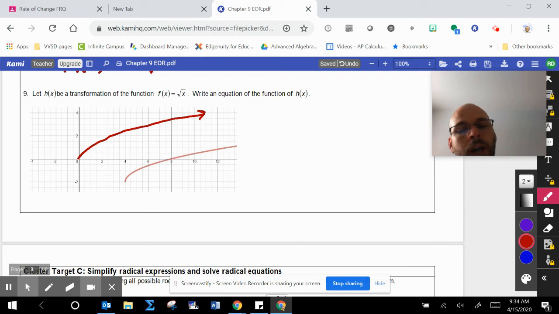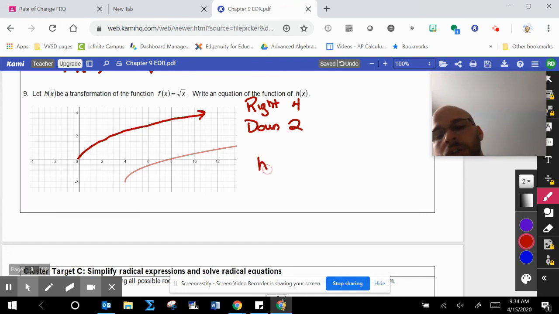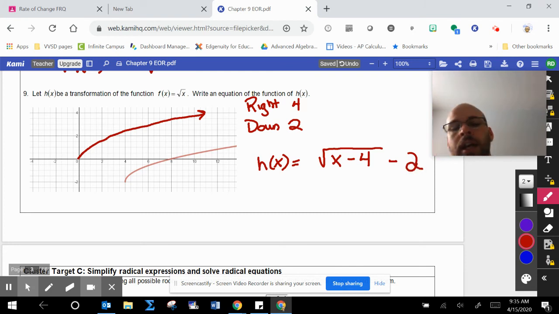So I think it went to the right. Let's see here. It went to the right 4 units, and it looks like it went down 2 units to get to that new location. So if I can take that square root function, we're going to call it h of x. I'm going to start with the square root. I want to shift it to the right 4 units. So I'm going to say x minus 4 on the inside. But then I want to move it down 2 more units, and I'm going to put a minus 2 on the outside of the radical. And that would be the equation for h of x.